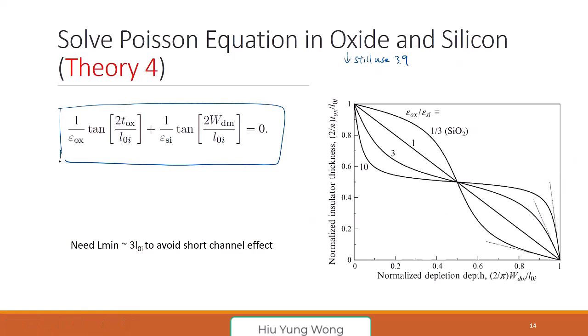You say that the scaling length, the depletion width, the T-ox have to satisfy this equation, okay? And then we can plot them here on the right. On the right, we plot the depletion width. We scale it by scaling length. On the vertical axis, we plot T-ox, scaled by scaling length. And then each of these is a solution for different epsilon ox divided by epsilon Si.